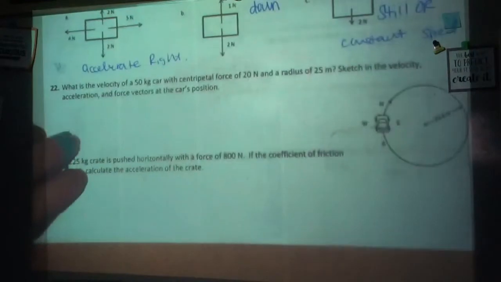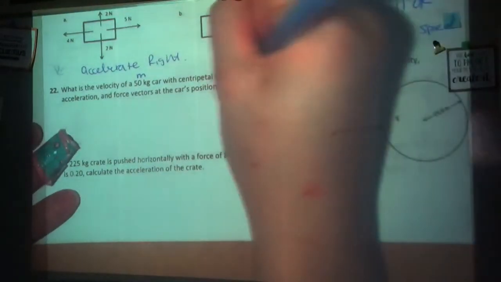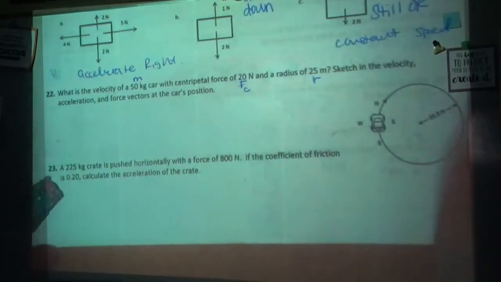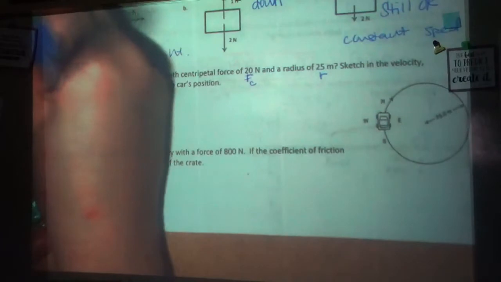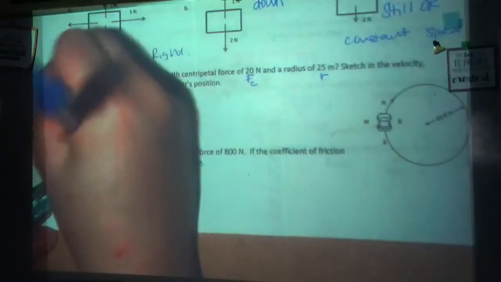12, I want to know the velocity of a 50 kilogram car, that's my mass, with a centripetal force of 20, that's FC, and radius of 25. And I'm going to plug into my centripetal force is mass V squared over R. That's 20 is mass 50, V squared is what I'm looking for, over a radius of 25.